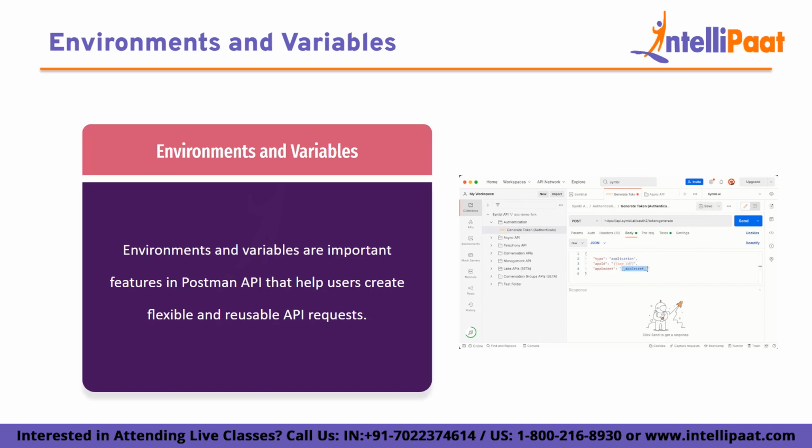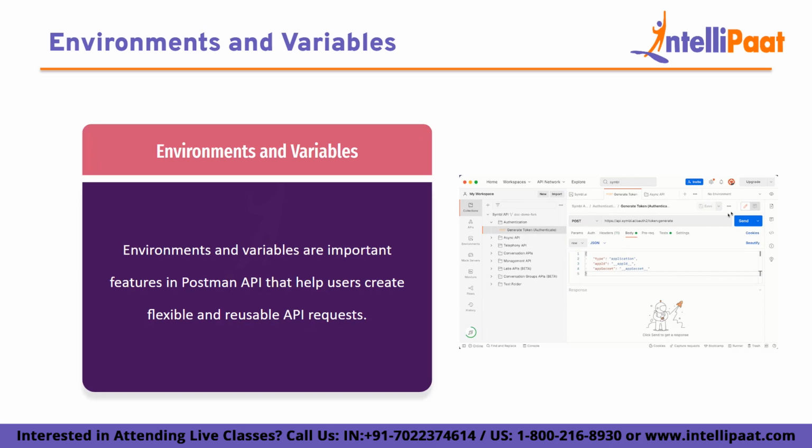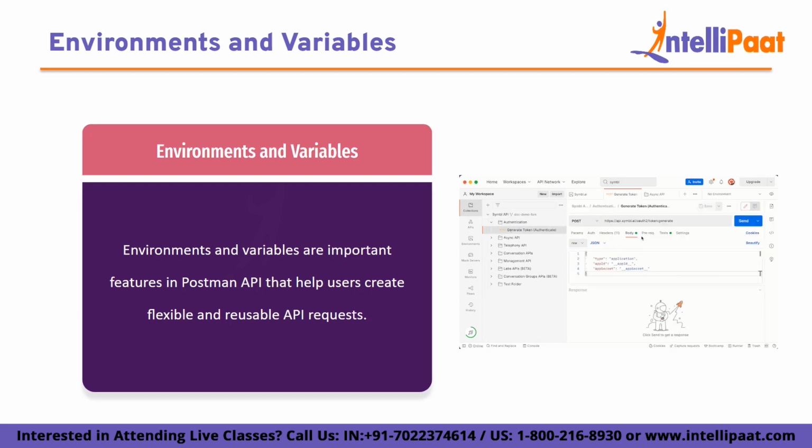Using environments and variables in Postman, users can create API requests that can be reused across different environments, making it easy to test APIs under different conditions and environments. For example, users can define different URLs, API keys, or other parameters for each environment and use variables to reference these values in their API requests.